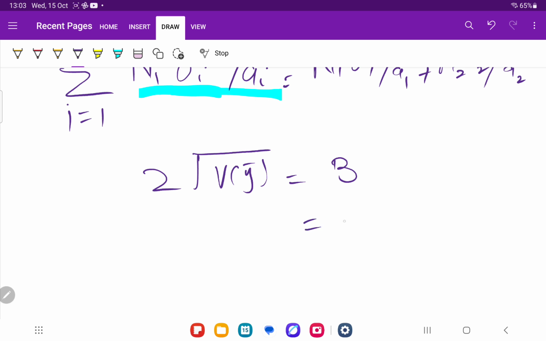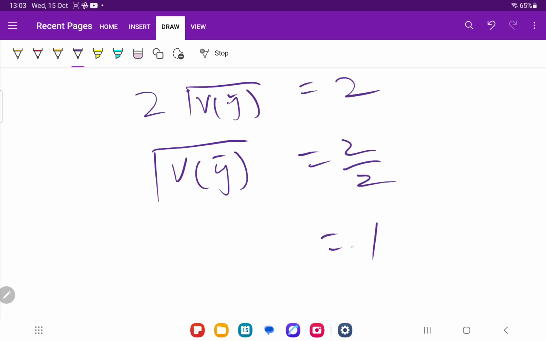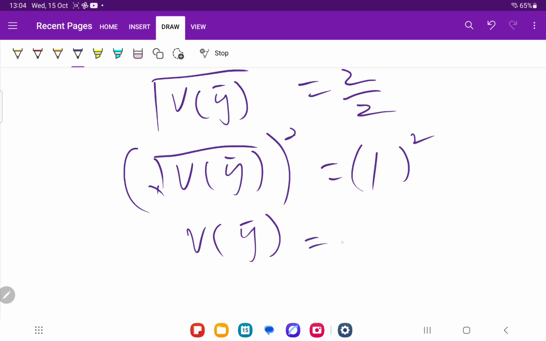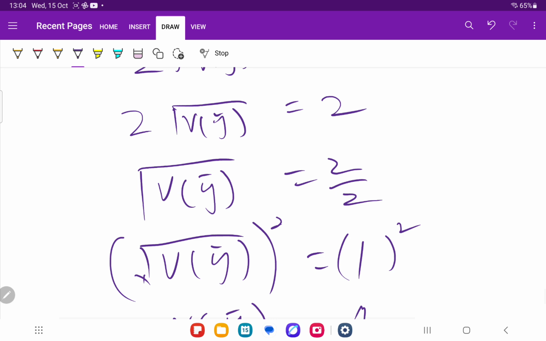So if the bound on error is 2, then the variance of y bar, this 2 will be divided to 2. So we have the square root of the variance of y bar equal to 1. If we take the square on both sides, we will have the variance of y bar equal to 1. Okay, so that is how the variance is calculated. Out of the bound on error, we could calculate the variance of y bar.